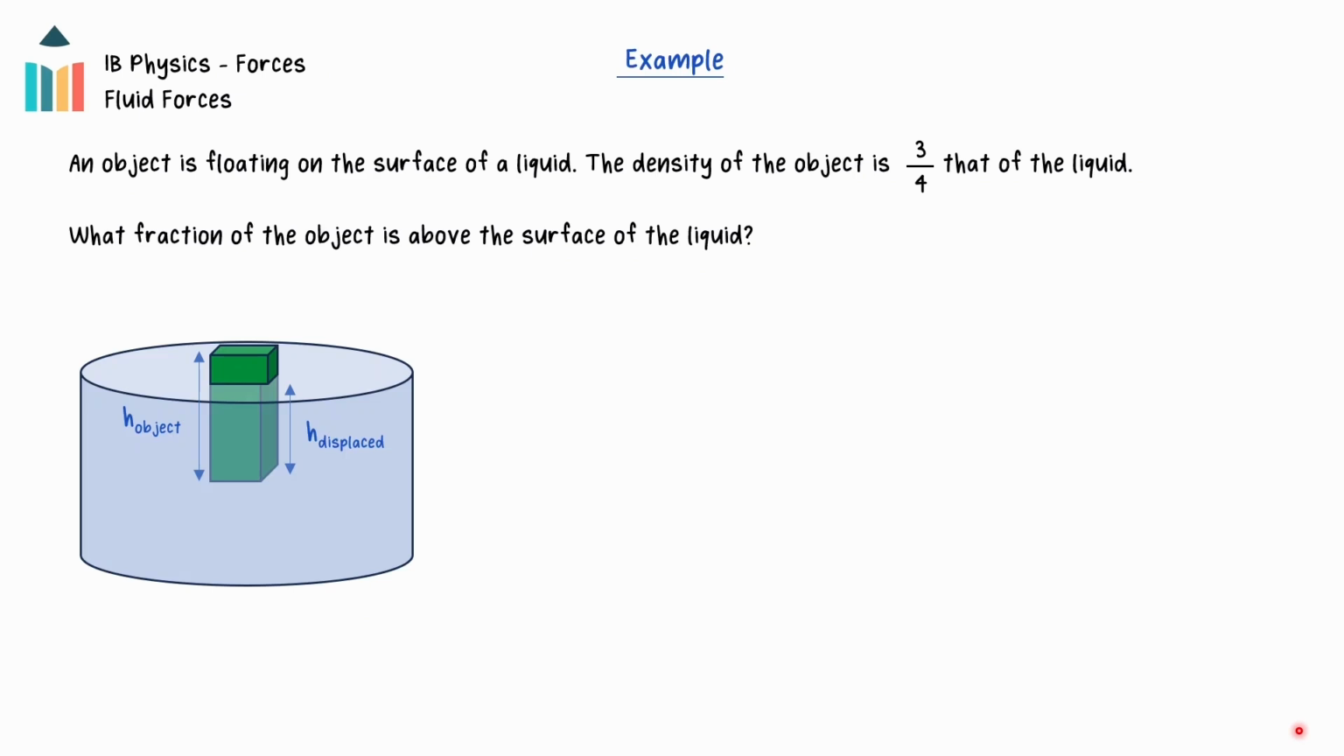Let's consider this example question. An object is floating on the surface of a liquid. The density of the object is 3/4 that of the liquid. What fraction of the object is above the surface of the liquid?